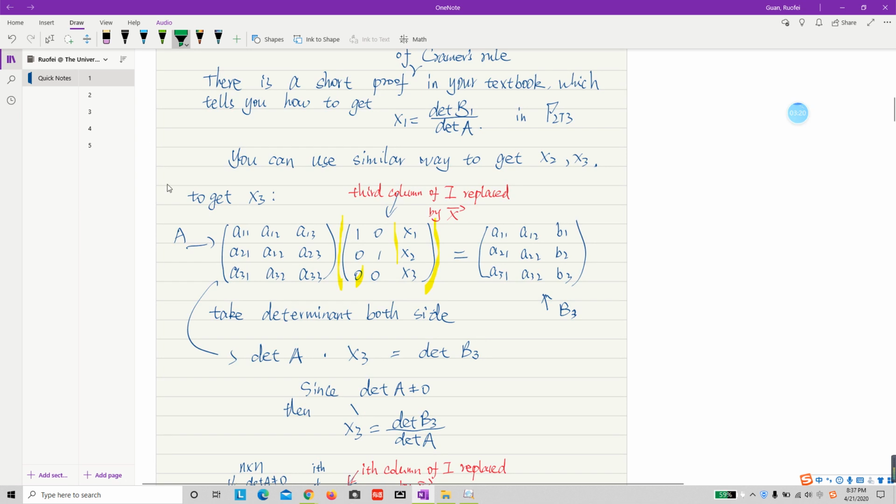Here we show how to get x3. So this is matrix A, times this matrix, which is obtained by replacing the third column of I by x. So this used to be 0, 0, 1, and now we replace 0, 0, 1 by x1, x2, x3. And we can see the result of this multiplication is this matrix, and this matrix is B3, right?